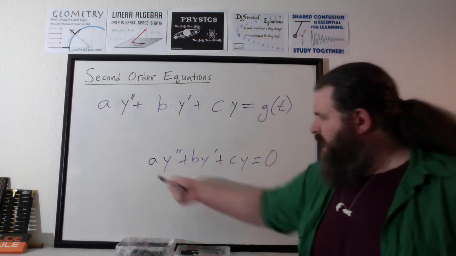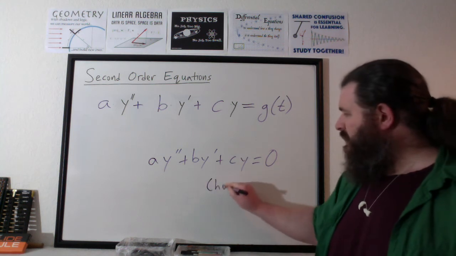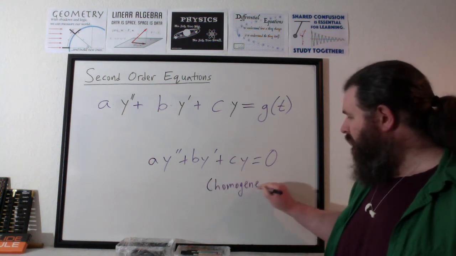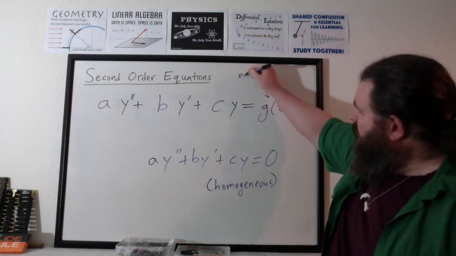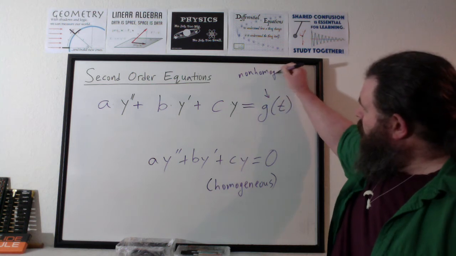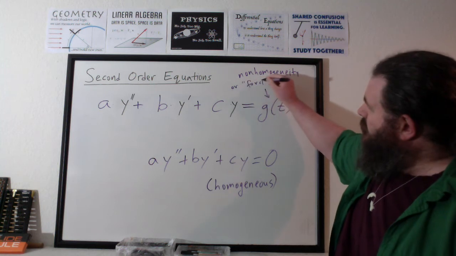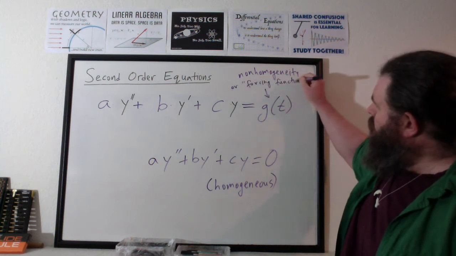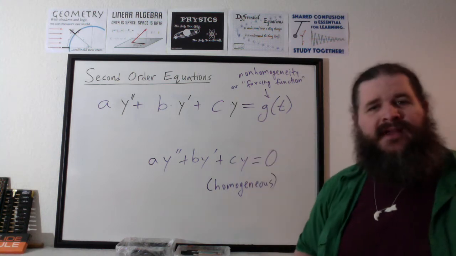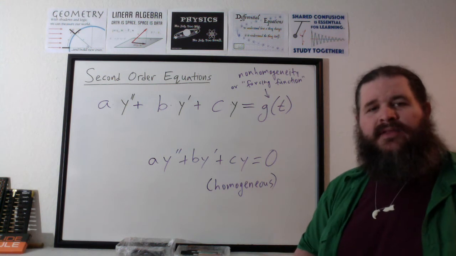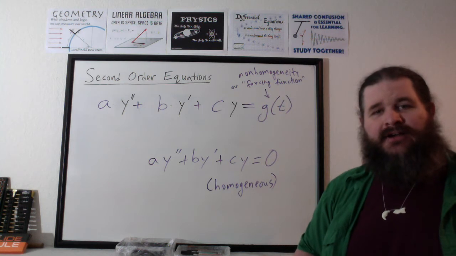In that case, if a y double prime plus b y prime plus c y equals 0, we call this a homogeneous linear second order differential equation. If it's not 0, this g of t thing is called the non-homogeneity, because it's what makes it non-homogeneous, or sometimes called the forcing function. Because in applications in physics, this extra term usually represents something outside the system that's exerting a force on the system. Or in circuits, something exerting an extra voltage, like a battery or a generator.